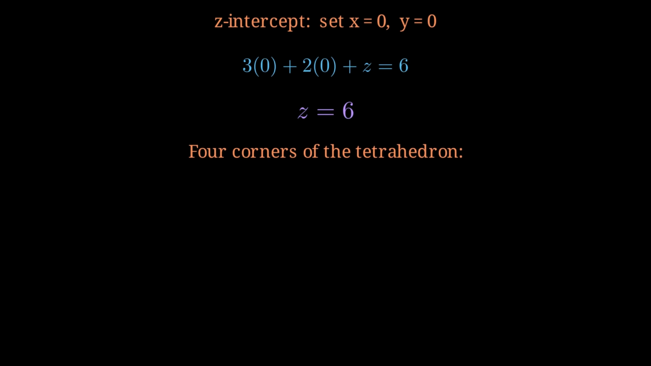So, we have 4 corners: the origin and 1 point on each axis. The shape is now fully defined.